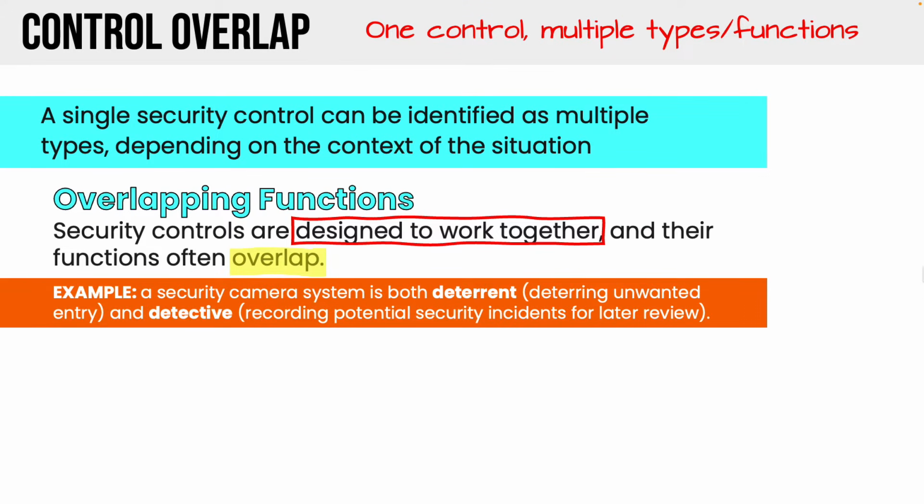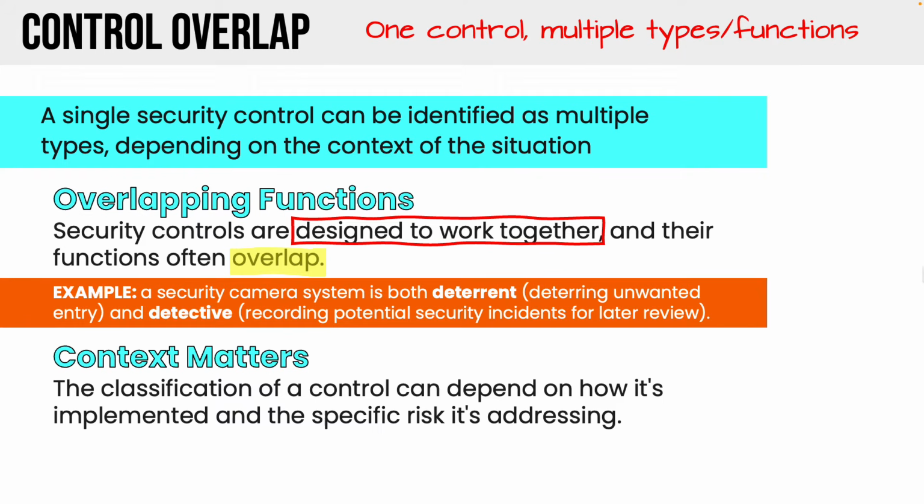So, for example, a security camera is both a deterrent. It's going to deter unwanted entry because the bad actor will see that camera and know that they are being watched. It's also a detective control. So if that bad actor goes ahead and tries to breach a facility, for example, we're now recording that unauthorized activity. But the context matters. The classification of a control can depend on how it's implemented and the specific risk it's addressing.